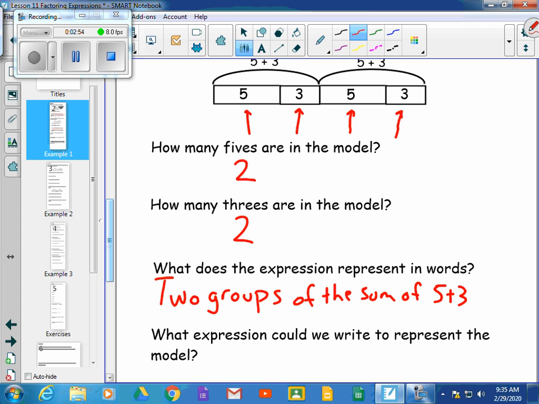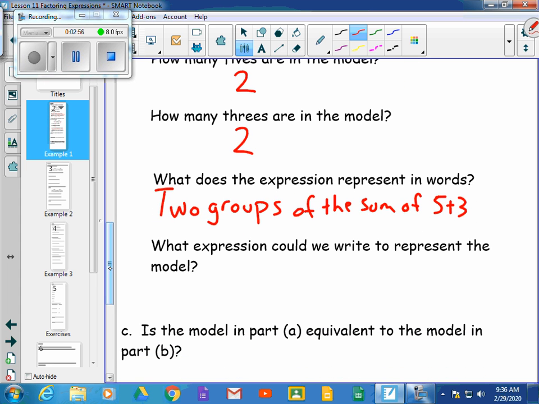Now, what expression could be written to represent this model? 2 groups of 5, the sum of 5 and 3. So 2 times 5 plus 3. The 5 plus 3 is the sum of 5 plus 3, and then 2 groups of that would be 2 times that. I don't need a symbol in between them because I'm multiplying.